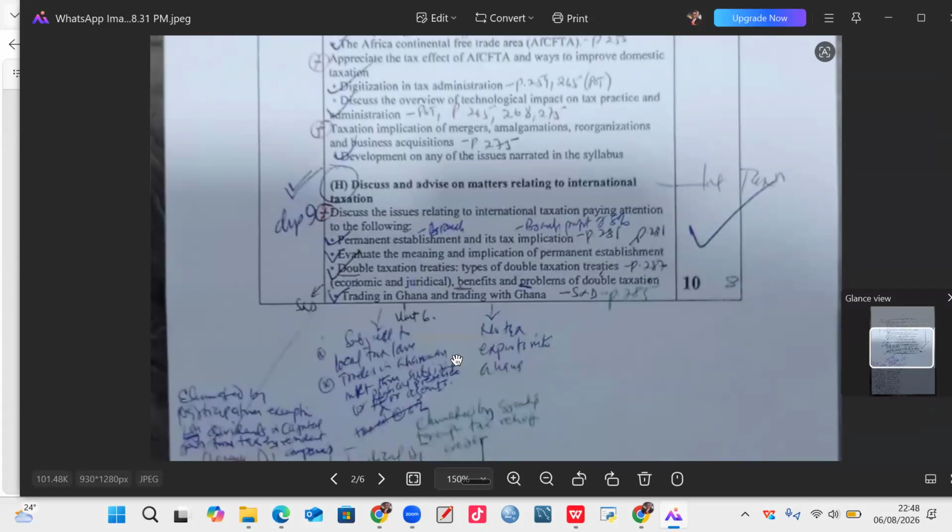No, there are computations here. Permanent establishment is a computational one. Double taxation, the DTA, double taxation agreement, or DTT, double taxation treaties. Okay, there are computations here. All right. And some of them, you may not find them in the lecture notes. You can use AI to help you.